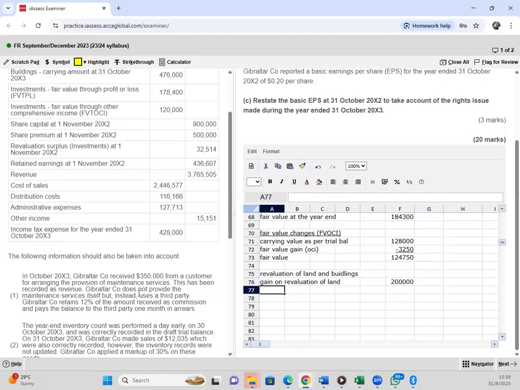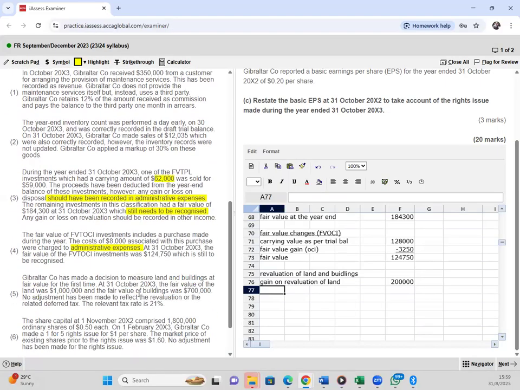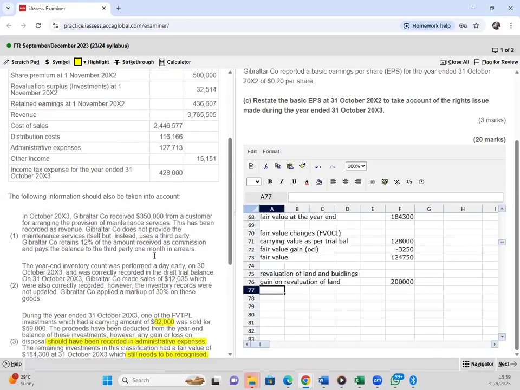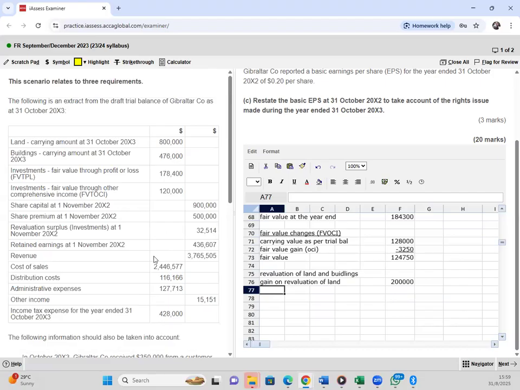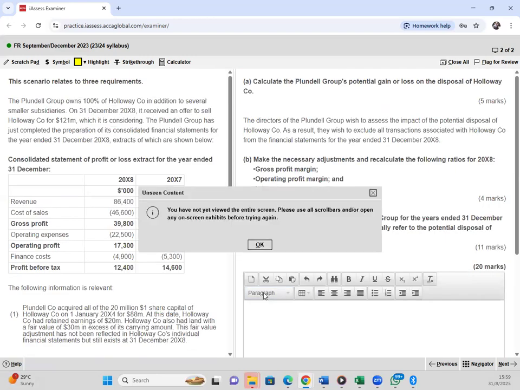Then let's check, it was land and buildings. For buildings, the fair value was 700. If you go and check how much was the value for the buildings. So it was also a gain. So gain in revaluation.